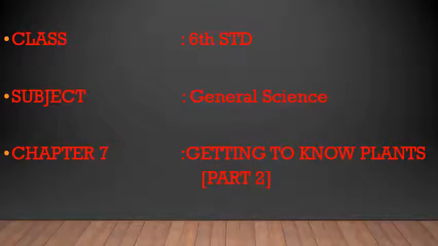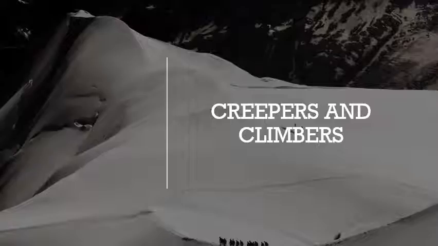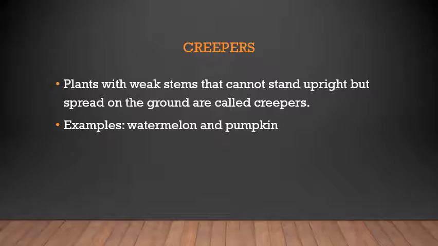The following video is for class 6, subject General Science, chapter 7, Getting to Know Plants. In the previous part of this lesson, what did we learn? We learned about the different herbs, shrubs and trees are the different kinds of plants, right? Let's continue. Now here we are going to see the other two types of plants, that are the creepers and climbers.